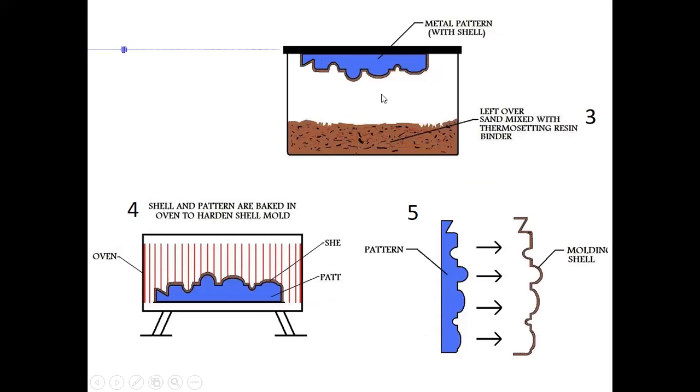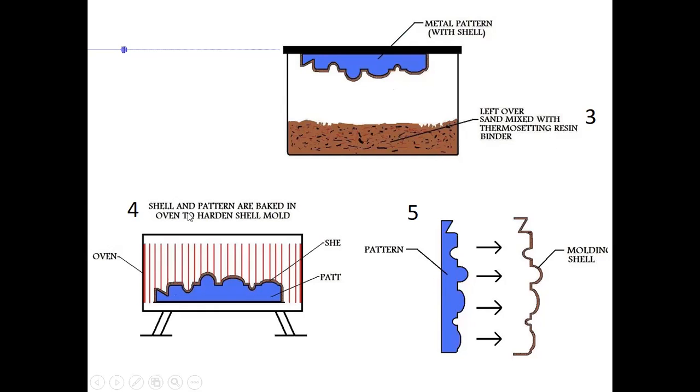You see, when it is again brought to this original position, you see that shell formation on that pattern. So the sand and resin binder mixture has stuck to the surface of that pattern. It has taken the contour of that pattern, and that's what we want. And that is leftover sand mixed with a thermosetting resin binder, right, which has not stuck to it. Now that was the third step.